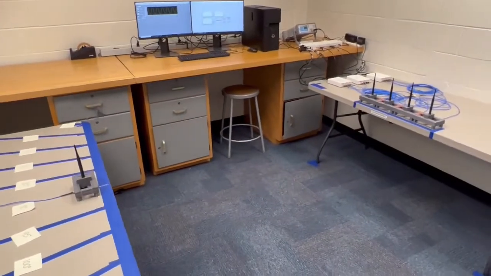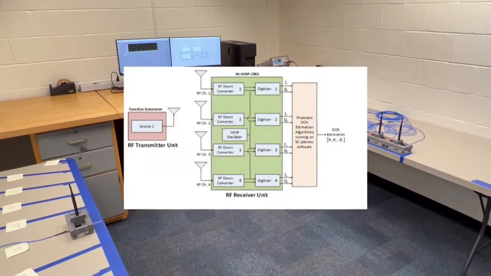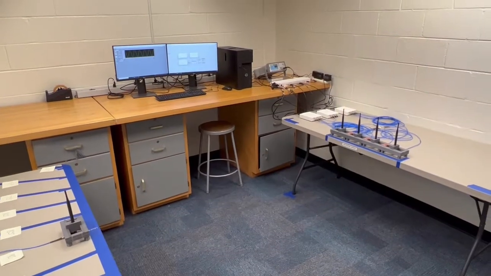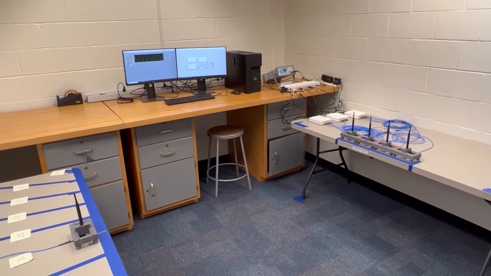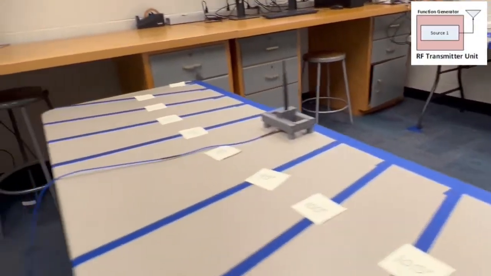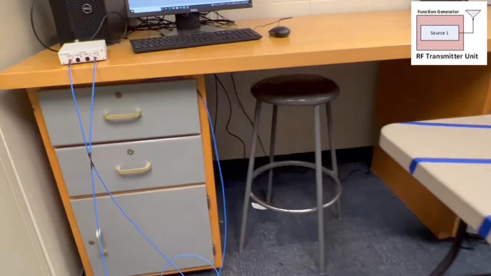Entering the room, you can see the hardware testbed. The testbed is summarized by this system block diagram, and in this particular scenario, we are using a single transmitting source to demonstrate our proposed direction of arrival estimation algorithms. For the scope of this project, we are assuming that all signal characteristics are known except for the signal's location.